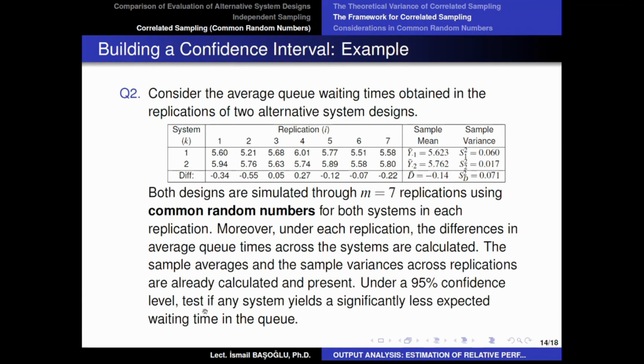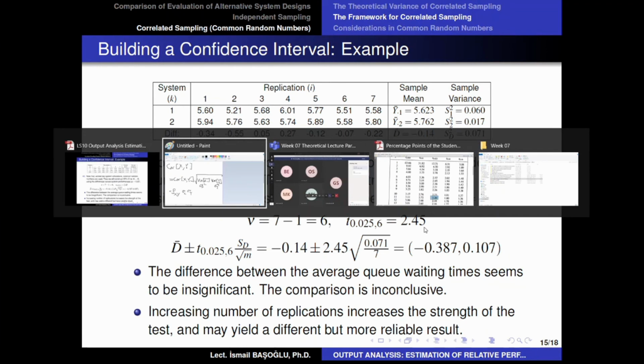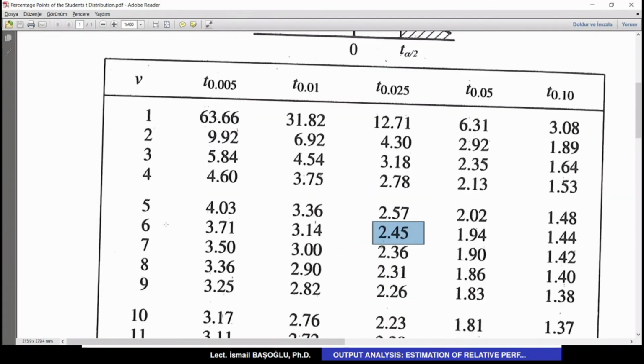Under a 95% confidence level, test if any system yields a significantly less expected waiting time in the queue. We'll see about this. Now, we are just focusing on the difference row, the sample mean in the difference row and the sample variance in the difference row. My degrees of freedom parameter is number of replications minus 1, which is equal to 6. And my T quantile for 6 degrees of freedom is 2.45. If you check the T table here for 6 degrees of freedom and 0.025 quantile.